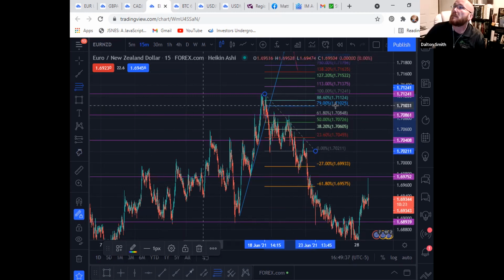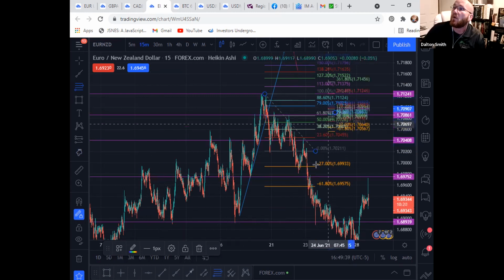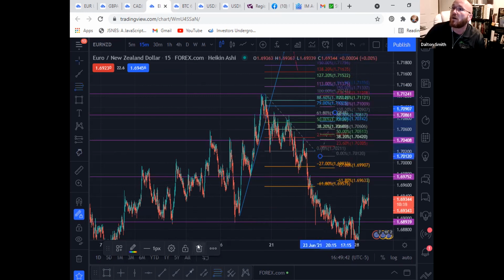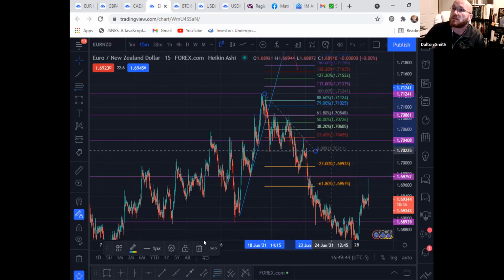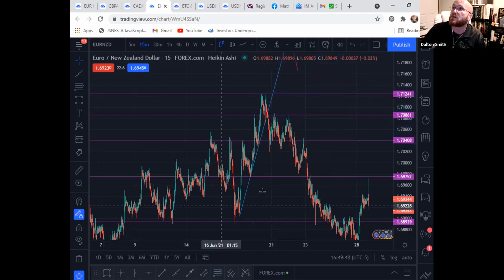So this is how we begin to tell what the market is going to do and how long we want to stay in a trade. So we do support and resistance. We kind of start boxing in the trade. We draw our trend line and then wait for the candles to break our trend line.